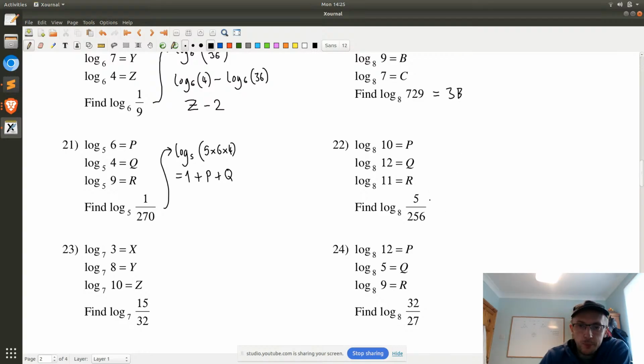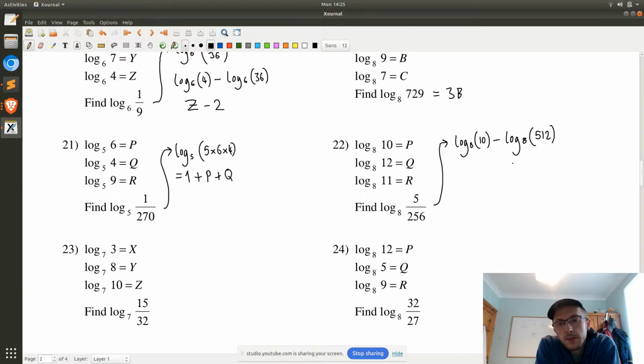Next up, 5 over 256. So let's turn that into log base 8 of 10, take log base 8 of 512. And 8 of 512. Well, that's 8 times 8. No, it's 8 cubed. Sorry, beg your pardon. It's 8 cubed. So it's going to be p, take away 3.